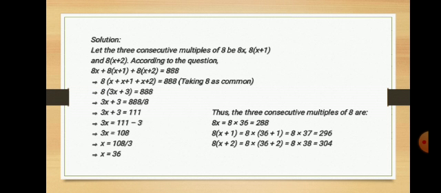When you want to check whether your answer is correct or not, you can add all the three consecutive multiples of 8, that are 288 plus 296 plus 304. The sum of all these three is equal to 888.